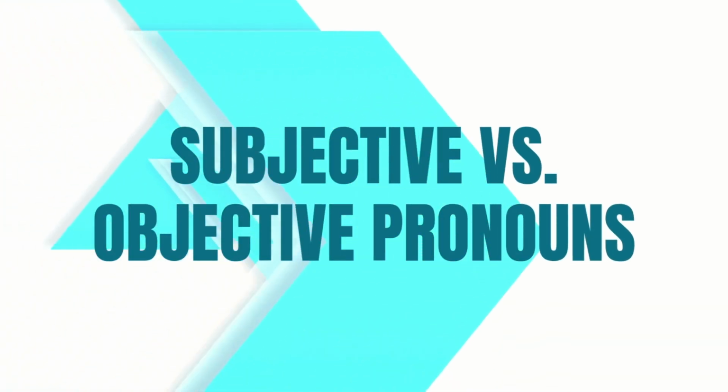The next mistake is subjective versus objective pronouns. Me versus I. Saying, for example, me and Joe went to the movies, or let's keep this between you and I, is incorrect. Don't do this. Many native speakers do this though. It should instead be, Joe and I went to the movies, or let's keep this between you and me.